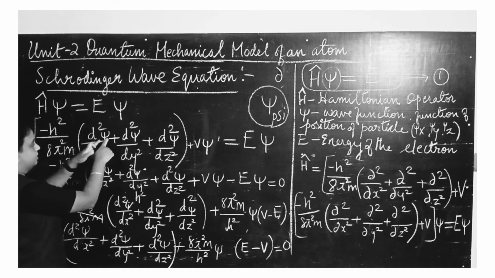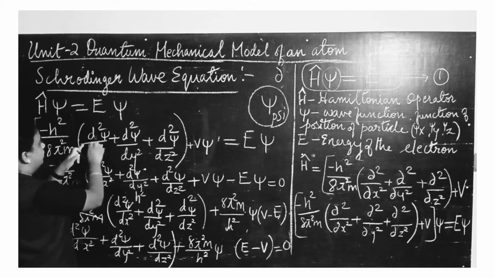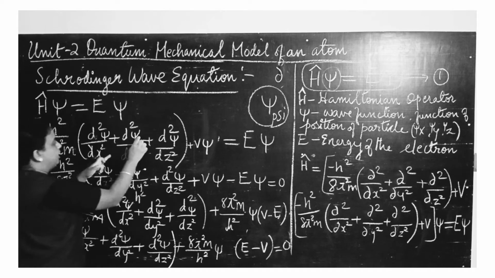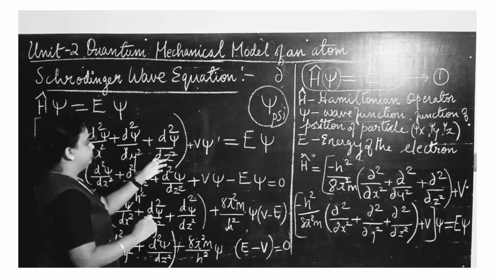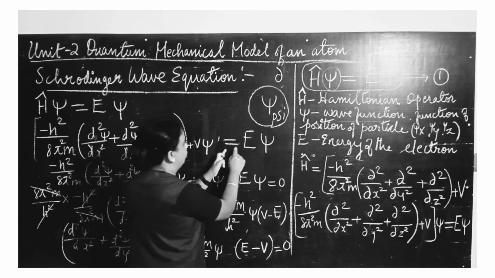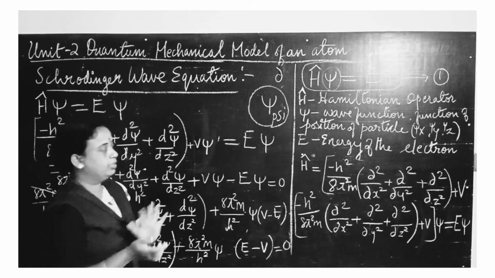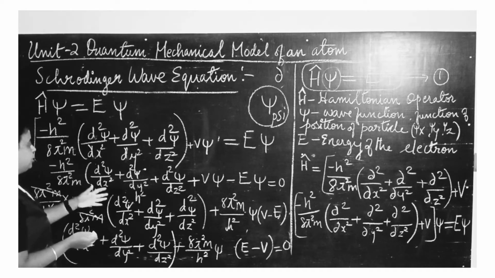Dou square psi divided by dou x square, then dou square psi divided by dou y square, then dou square psi by dou z square. Okay, plus V into psi is equal to E into psi. Got it? Yes. Now after that, the next expression, what you are doing?